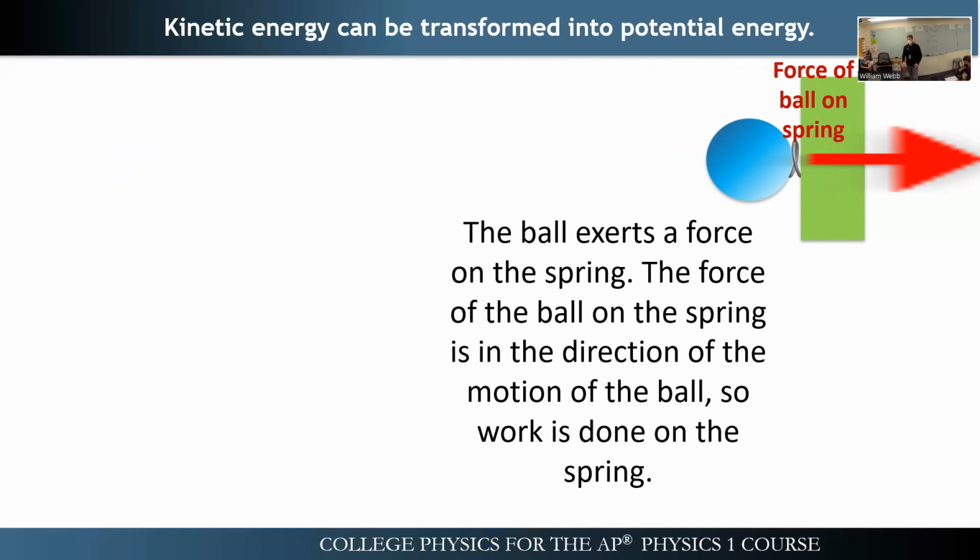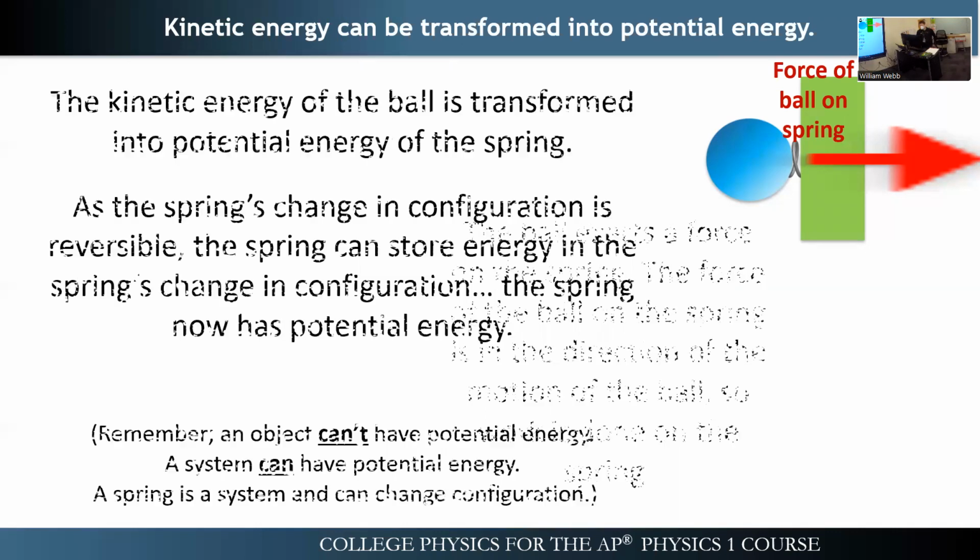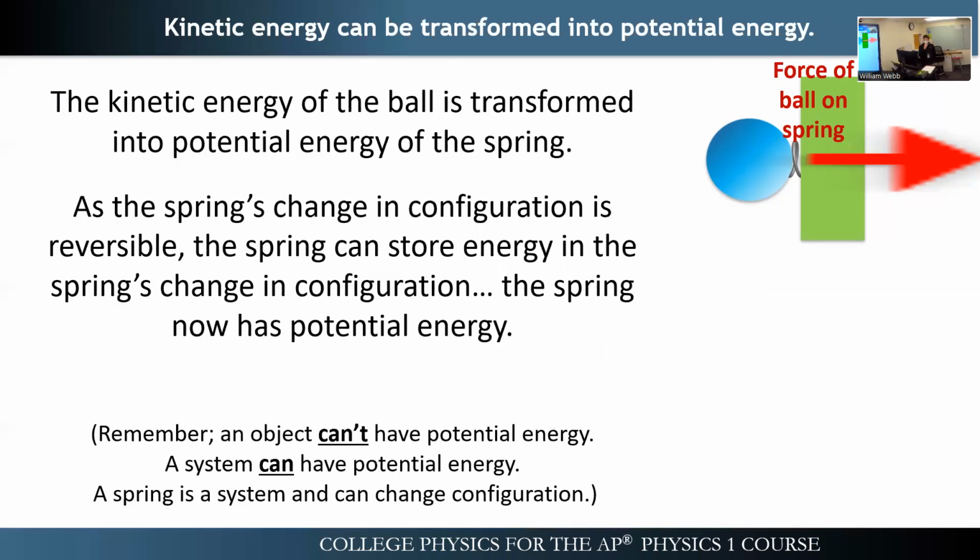And so we see the velocity decreasing as the kinetic energy of the ball decreases, and then we see the spring energy increasing as the spring gets compressed further and further. We can also recall Hooke's law, that this force that is exerted on the spring means that the spring is going to exert an equal and opposite force against the ball. So in summary, the kinetic energy of the ball is transformed into potential energy of the spring.